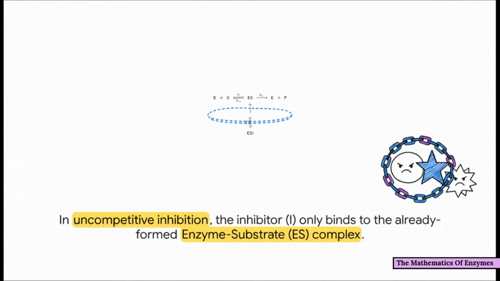And finally, we have this really unique case called uncompetitive inhibition. This inhibitor is, well, it's sneaky. It doesn't bind to the free enzyme at all. It just waits. It waits until the substrate has already bound, forming that ES complex, and then it swoops in and binds, locking the substrate in place and preventing the reaction from ever finishing.